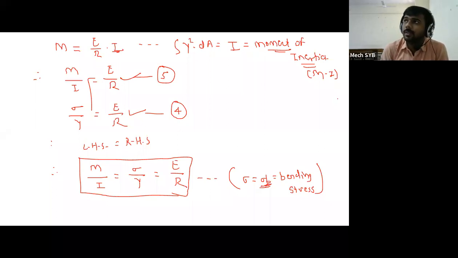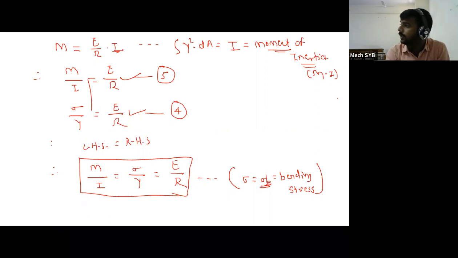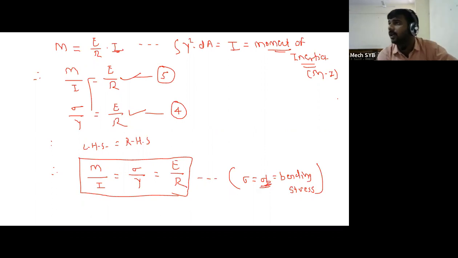So the term integration of y square into dA is replaced by I, and it is called the moment of inertia. For each and every section, the moment of inertia formula will be different. If there is a rectangular section, the formula will be different. If there is a square section, the formula will be different. If there is a circular section, the formula will be different. In addition, for a symmetrical I section, unsymmetrical I section, T section, or inverted T section, the formula for the moment of inertia will be different. How to calculate it, we will see while solving the numericals.